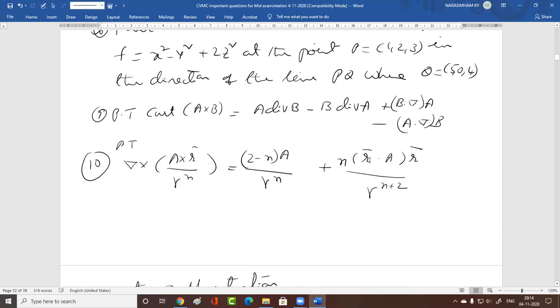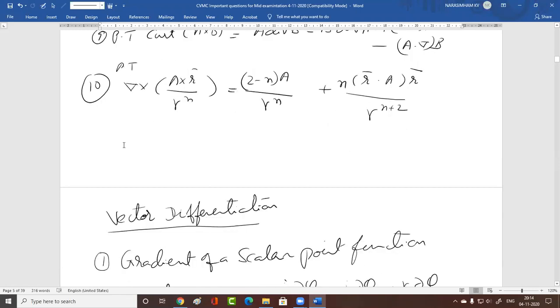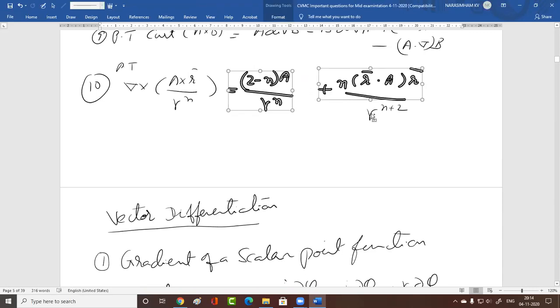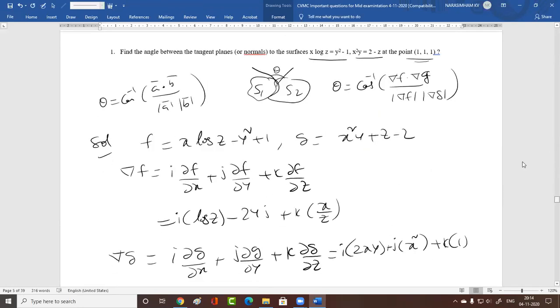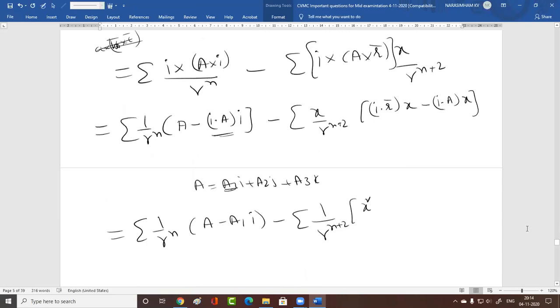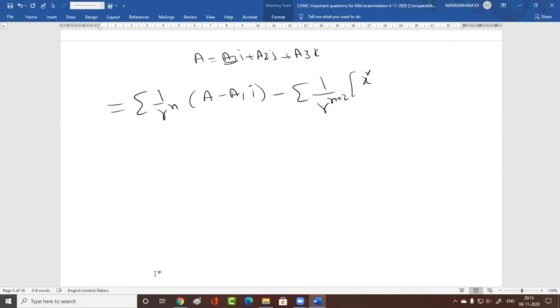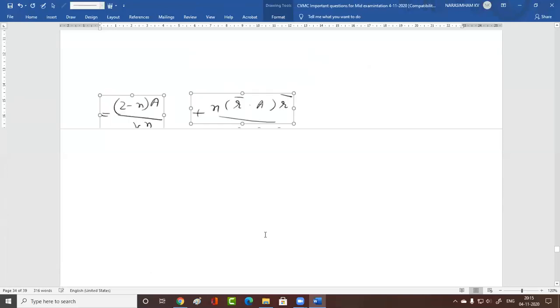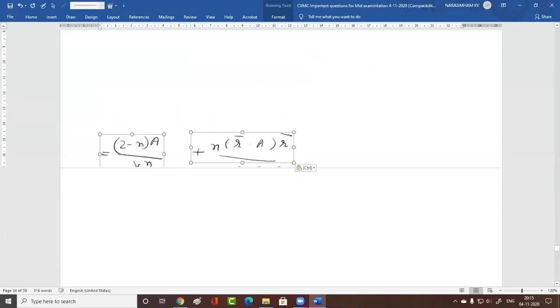Okay. R dot A bar into R bar. In this fashion, we will simplify. A simple manipulation. Okay. I will check the manipulation. But no mistake, but they have to change it into this form.